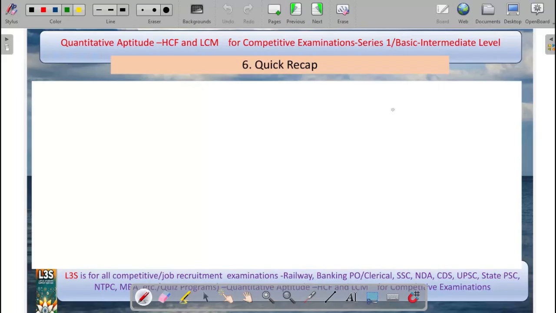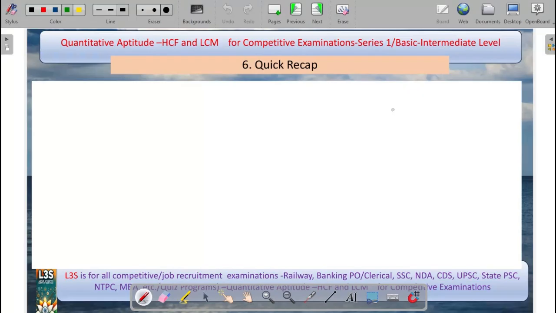In this session, we have tried to understand what is HCF, what is LCM, how to find out HCF and LCM, and the common points, some important points.